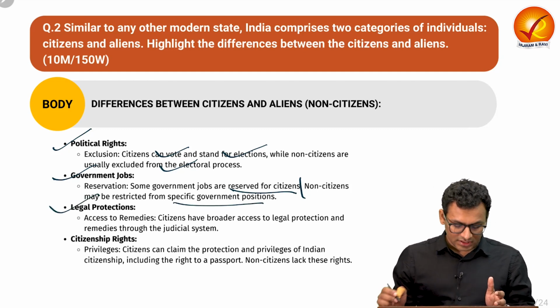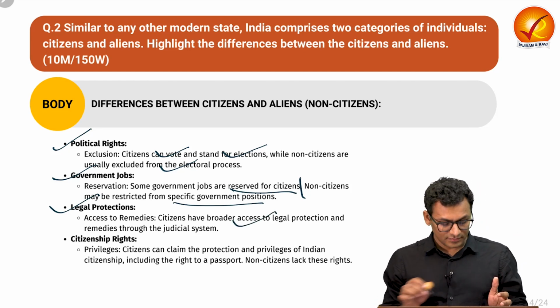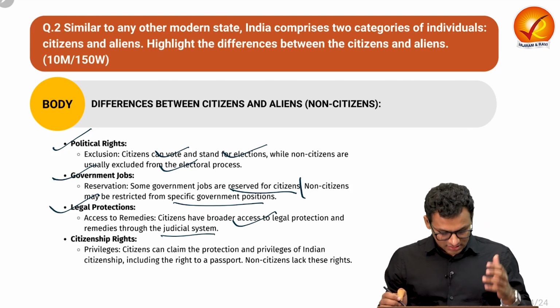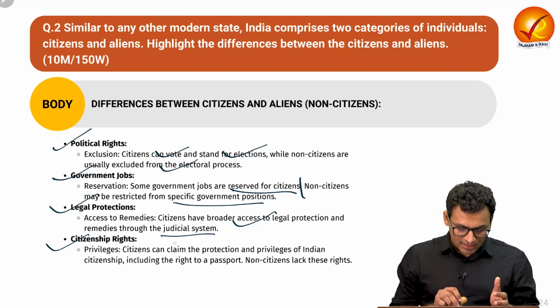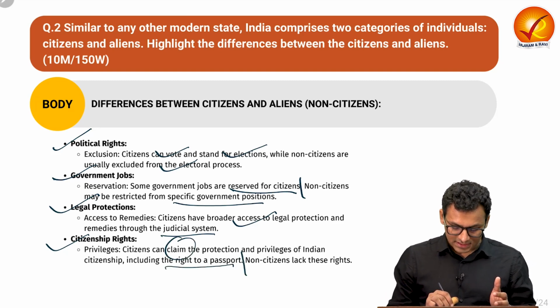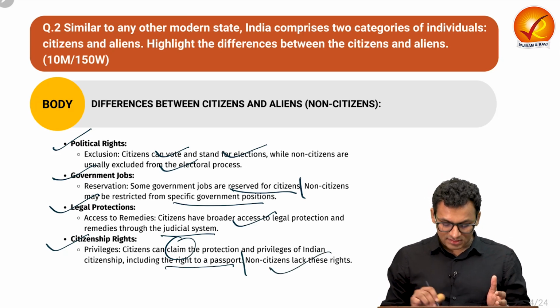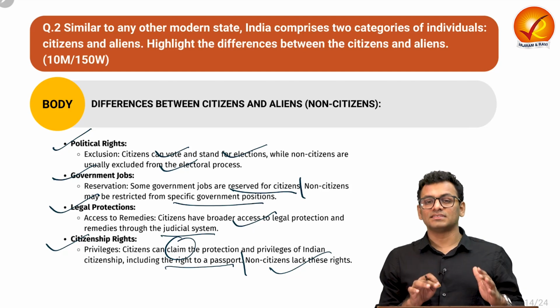With respect to legal protection, we have seen how citizens have broader access to legal protection and remedies through the judicial system. At the same time, when we talk about citizenship rights, citizens can claim protection and privilege of Indian citizens, including the right to passport, whereas the non-citizens lack this kind of right. So this is the basic distinction between the citizens and aliens.